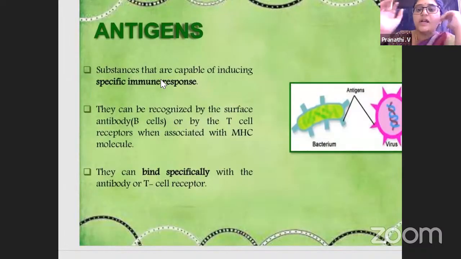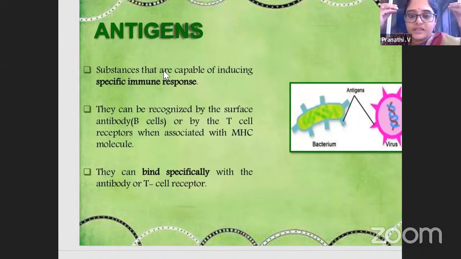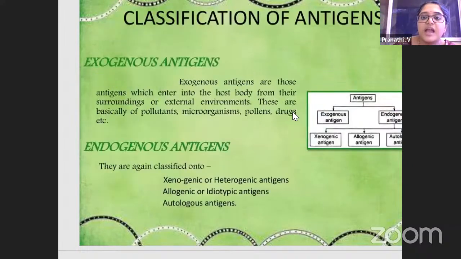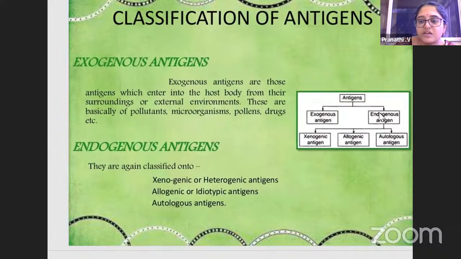So, what are antigens? Substances that are capable of inducing a specific immune response. They will recognize the surface antibody cells or the T cell receptors that are associated with your MHC molecules, and they bind specifically with an antibody or T cell receptor. And you have different kinds of antigens. Basically, you have exogenous and endogenous antigens, and endogenous antigens are present as xenogenic, allogenic, or autologous.